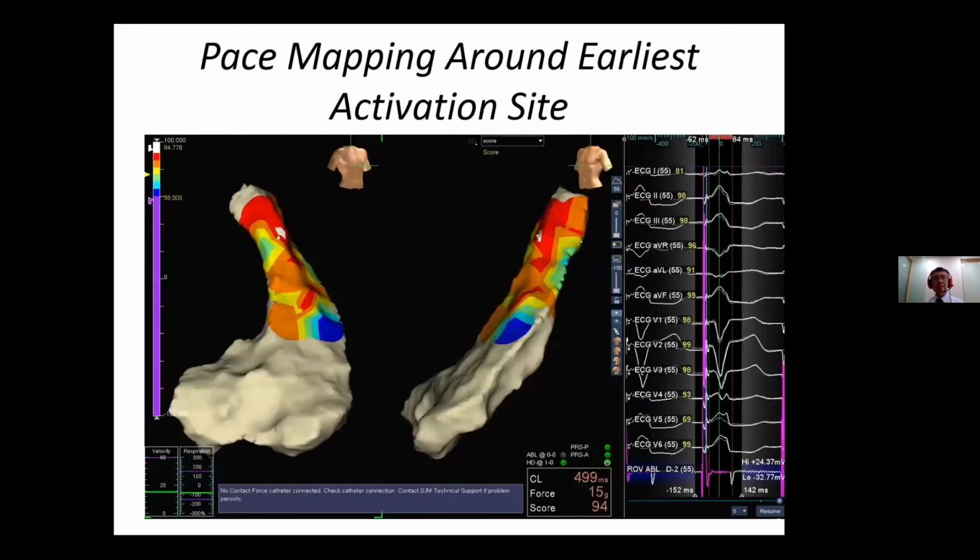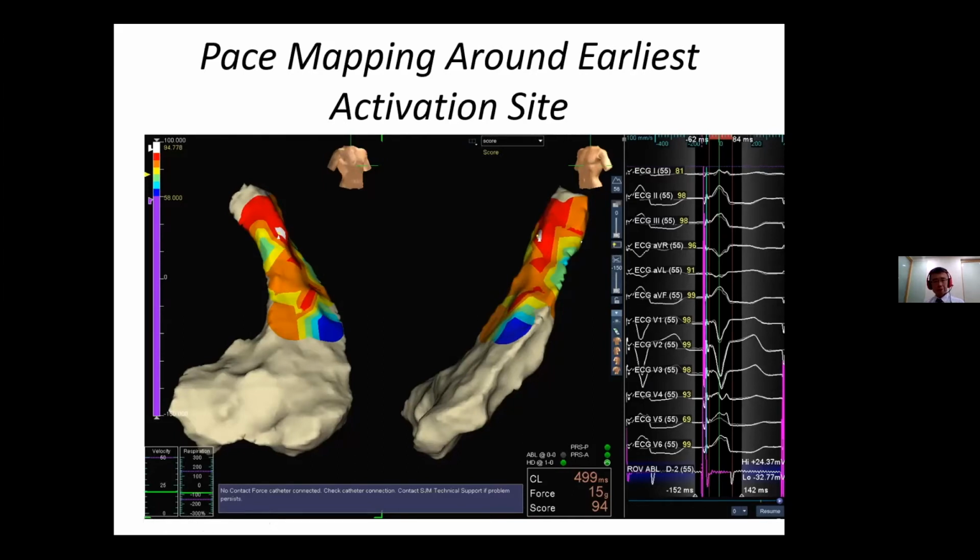So for this case, this is the pace mapping around the earliest activation site. You can see we can achieve a 94% correlation here. It is a little bit leftward compared to our earliest activation site, but actually not very far away, just nearby. Sometimes we may see a case with early activation and preferential conduction and breakthrough exit, so the pace mapping site is nearby the early activation site because of the preferential conduction.